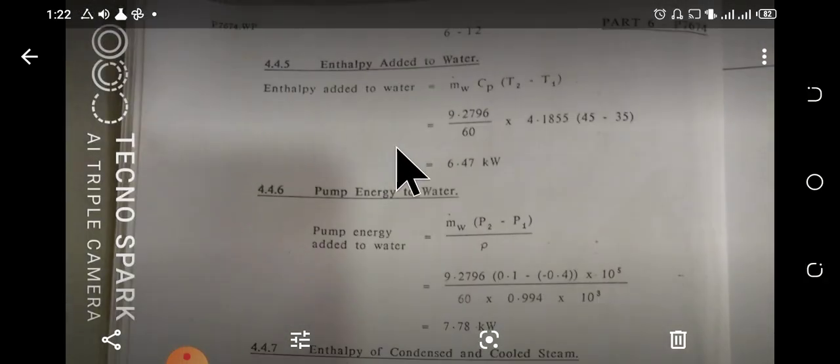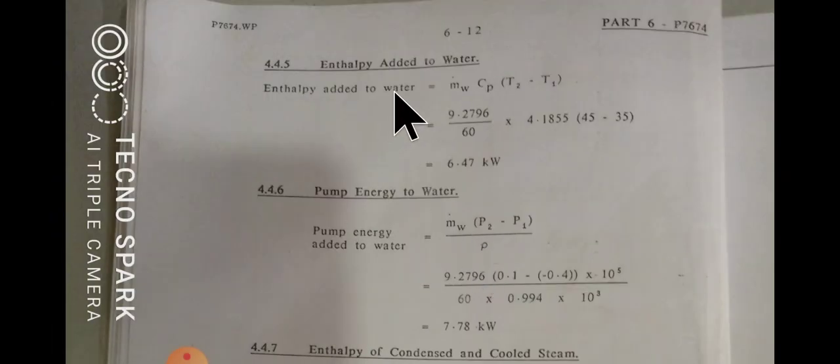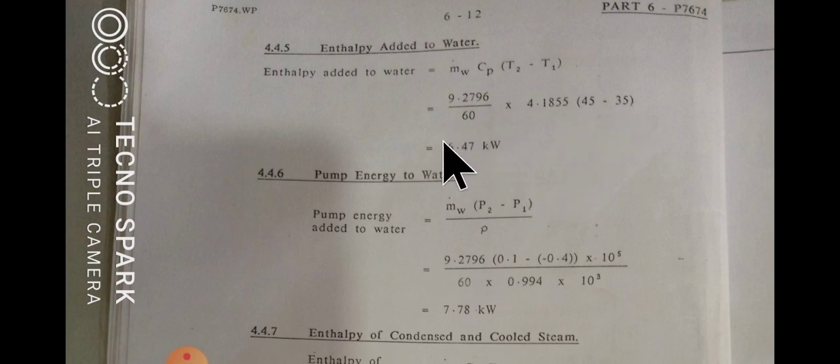Okay, now come towards the energy added to the water. It's simple, m cp delta T, the mass of water. We divide this value by 60 to get kilowatts, because we have the flow in kg per minute, so we have to convert to kg per second to get the value in kilowatt. Multiply by cp, given in your workbook as 4.18, multiply by the temperature difference, 45 minus 35, where 45 is the delivery tank temperature and 35 is the initial tank temperature. Now we get the enthalpy added to water as 6.47.